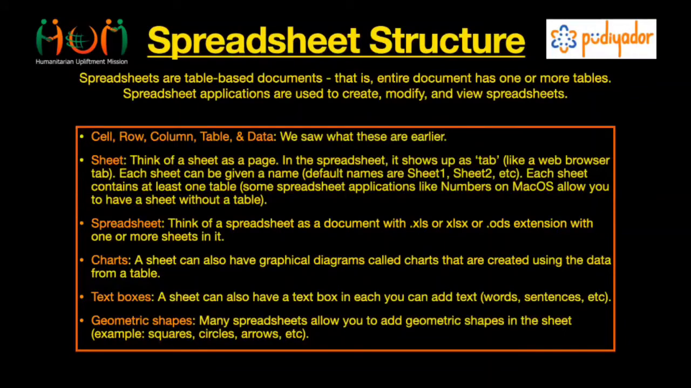So moving on, spreadsheets have structure. In fact, they also have a lot of structure, just like word processing documents. We already saw what a cell is, what a row is, what a column is, what a table is, and what data inside a cell is. Okay.